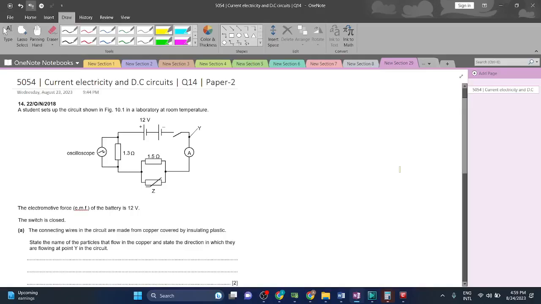Welcome back, guys. अब हम करेंगे current electricity and DC circuit question 14, paper 2 5054. Let's start. A student sets up the circuit shown in figure 10.1 in a laboratory at room temperature.